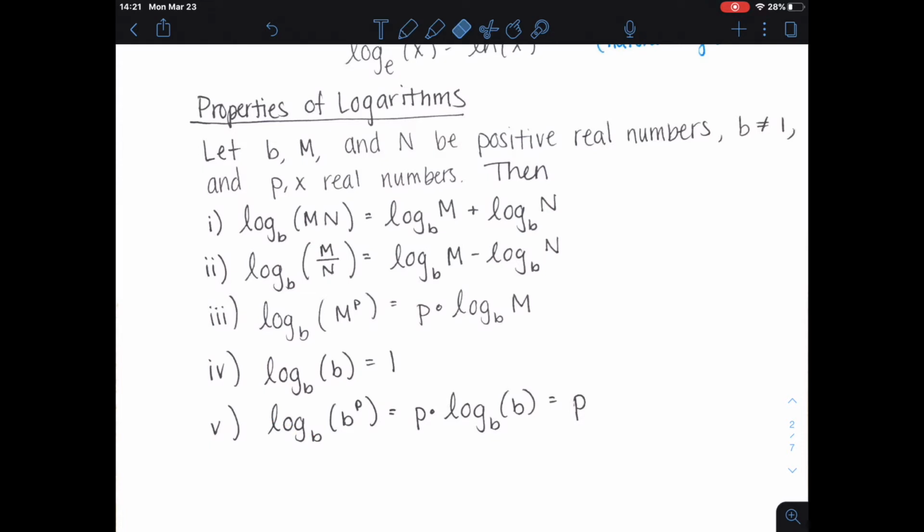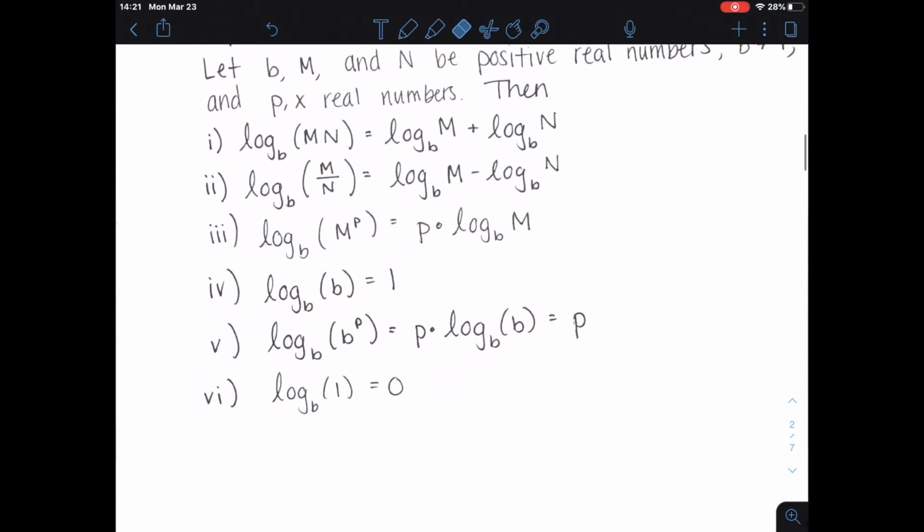Okay. The sixth property is if you have log base b of 1, that equals 0. And this stems just from the exponential property, because b is our base, 1 is our answer, and 0 is our exponent. So you can see why that property is true.